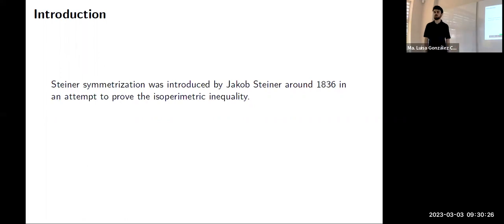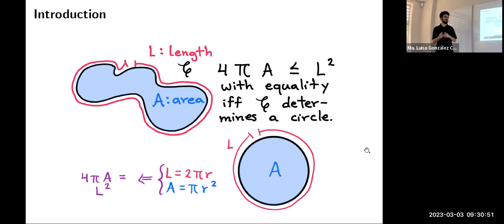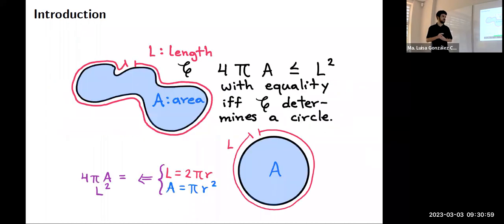Steiner symmetrization was introduced by Jakob Steiner around 1836, in an attempt to prove the isoperimetric inequality. The isoperimetric inequality states that when you fix the perimeter, the circle maximizes area among all closed curves. For the plane, the isoperimetric inequality says that 4π times the area is less than or equal to the perimeter squared. We get equality if and only if the curve is a circle.